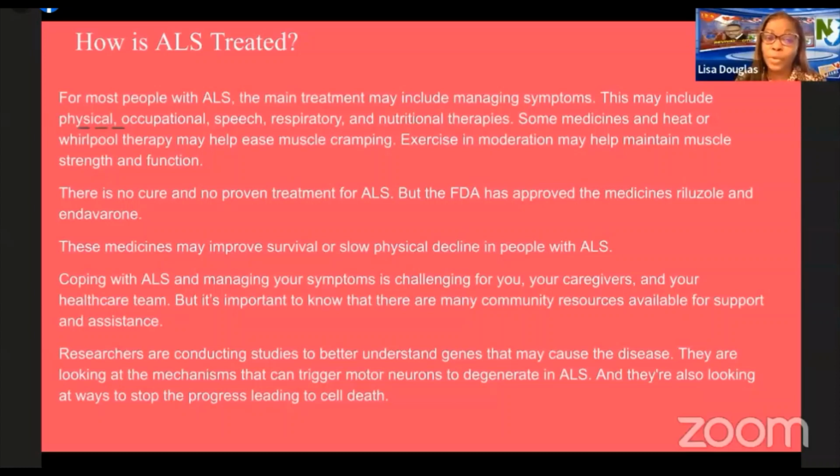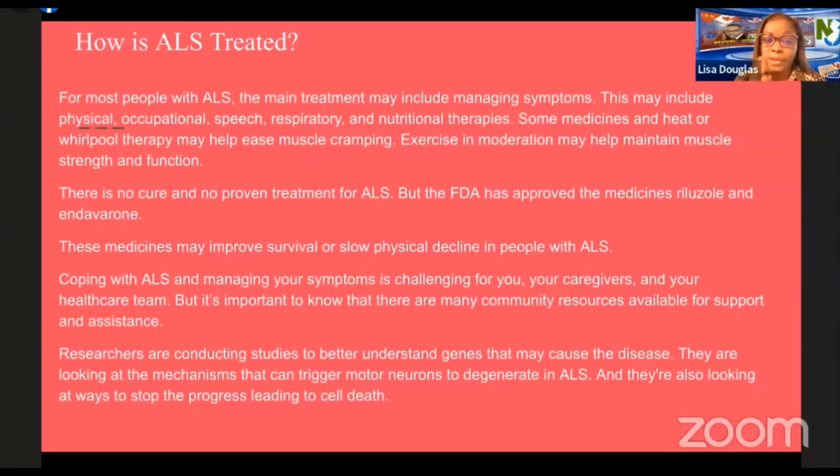There is no cure and no proven treatment for ALS, but the FDA has approved the medicines riluzole and edaravone. These medications may improve survival or slow physical decline in people with ALS.